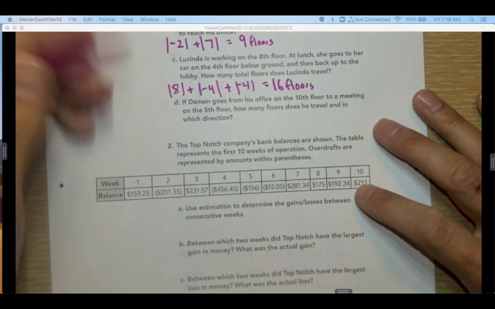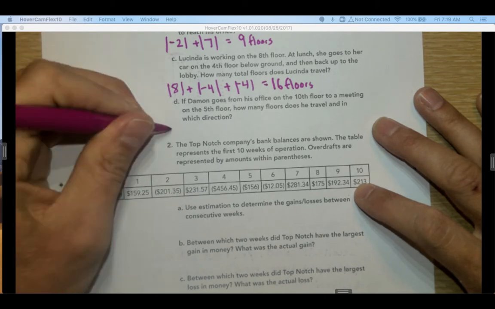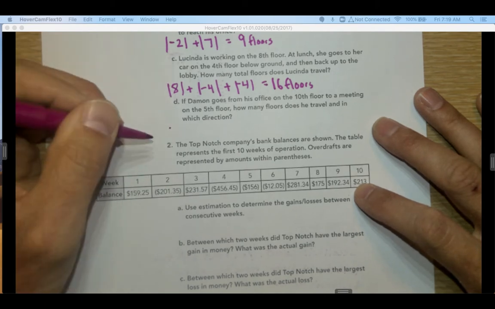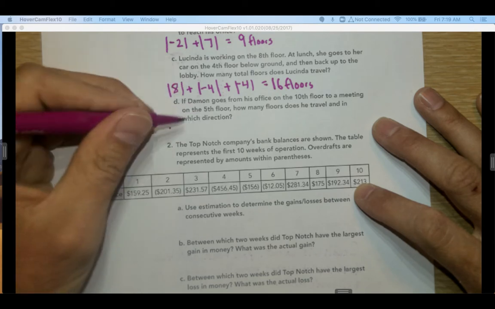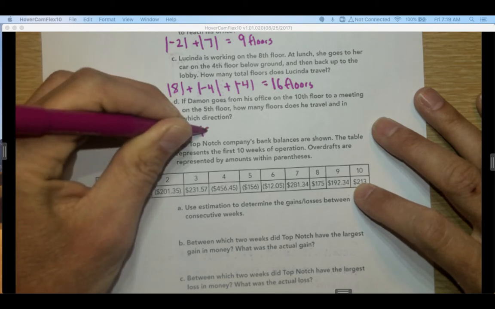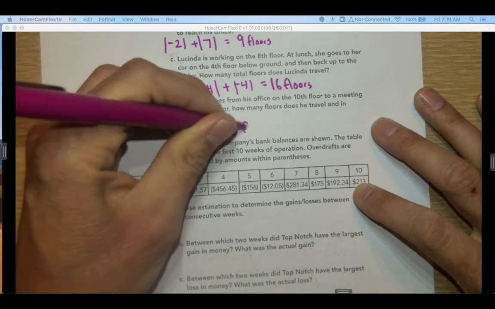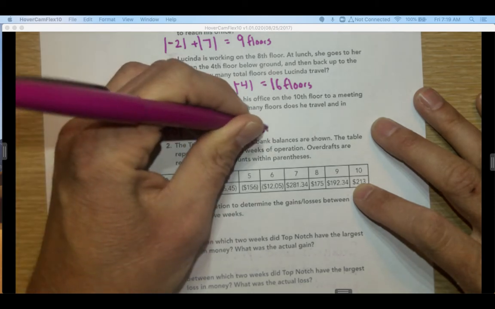If Damon goes from his office on the 10th floor to a meeting on the 5th floor, how many floors does he travel and in which direction? Five floors down.